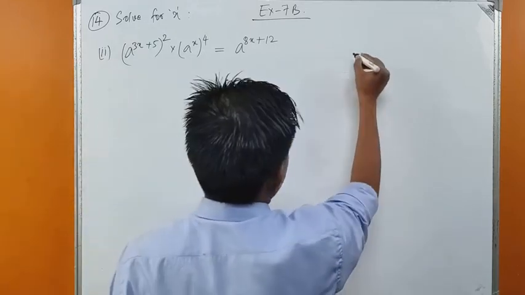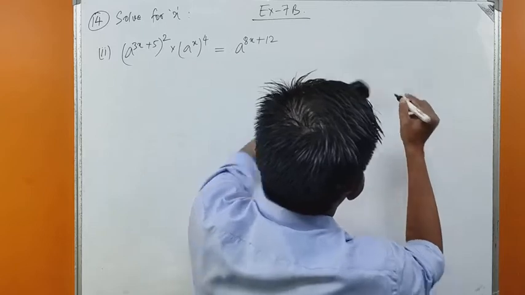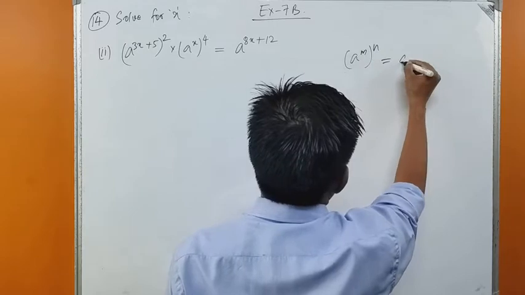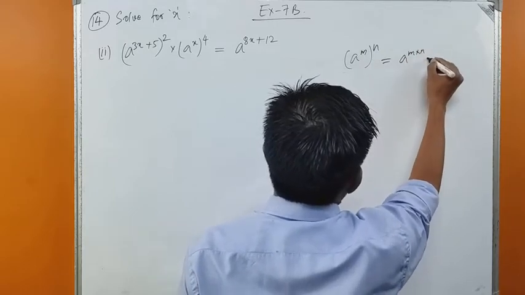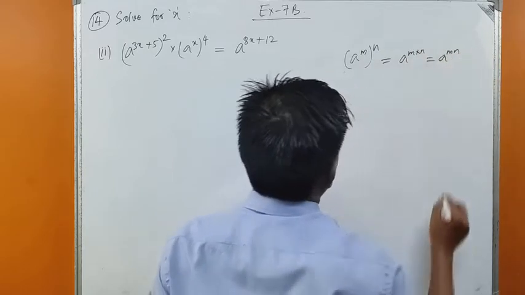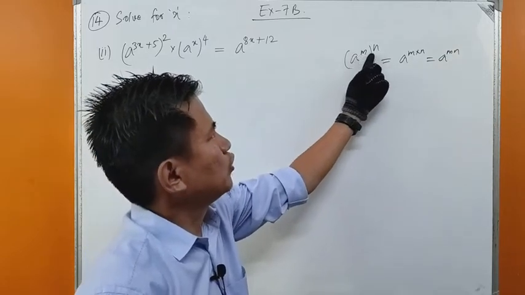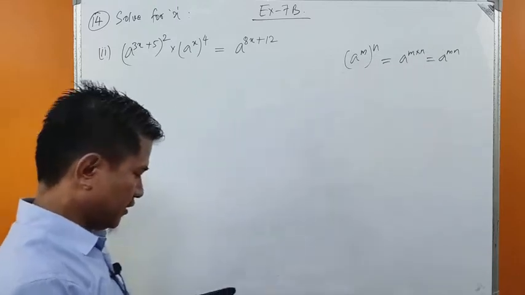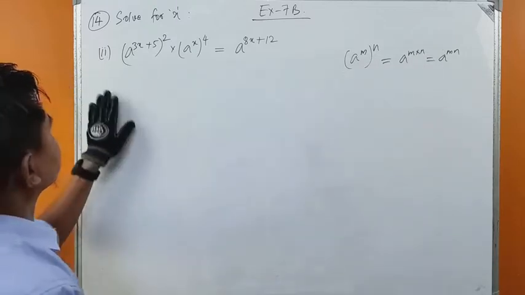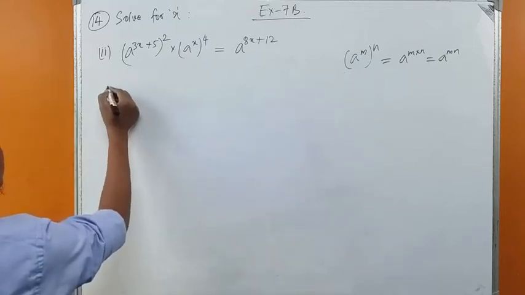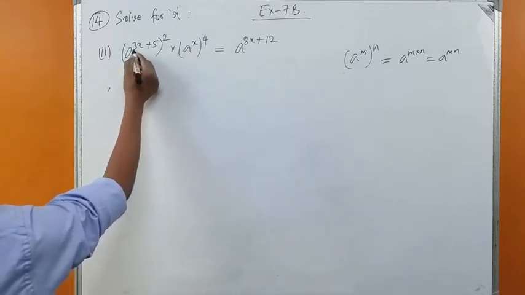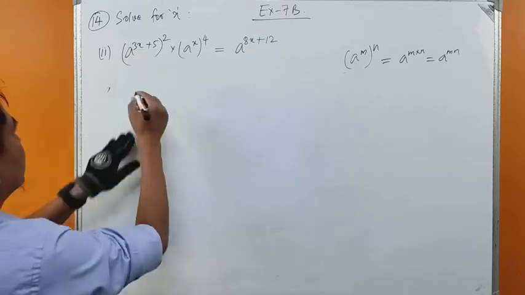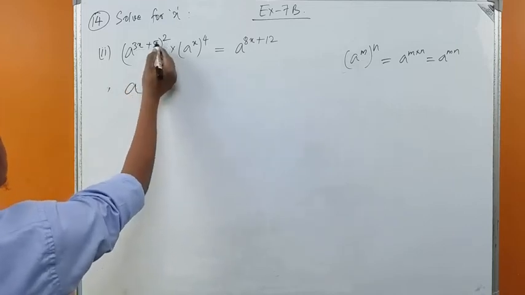So before we do this question, let's see the rule. If a to the power m, whole to the power n, then we can write this as a to the power m into n, that is a to the power mn, isn't it? Okay, this is the rule of indices. This means a to the power mn. mn means we multiply these, isn't it?